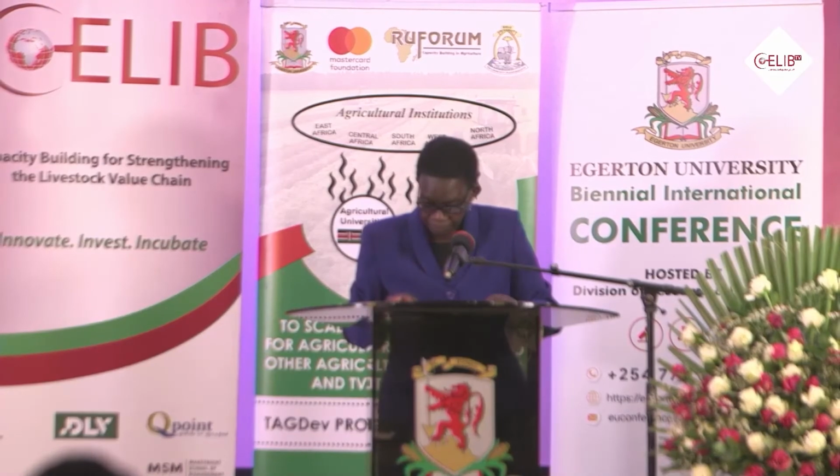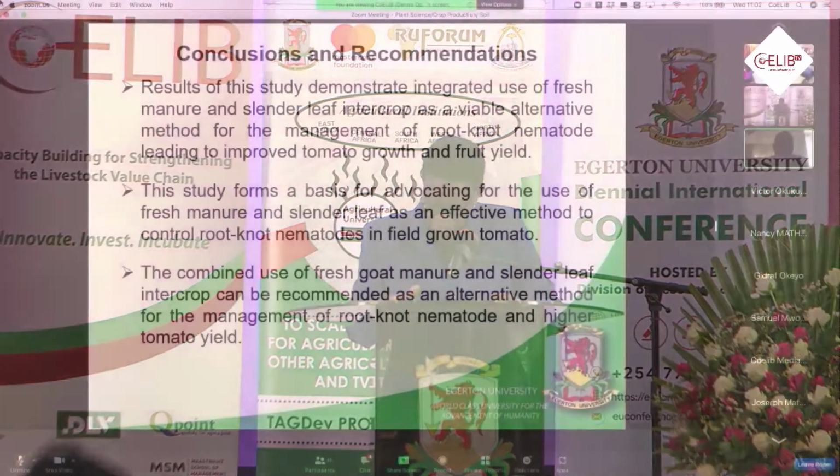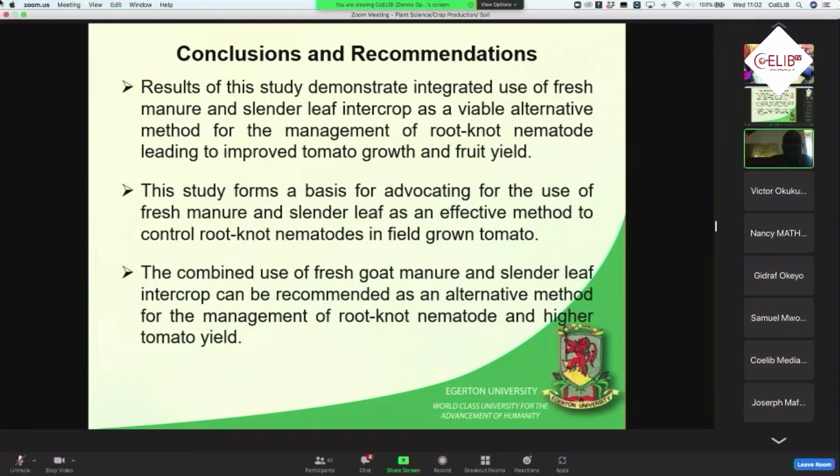As a conclusion, the results of this study demonstrate how use of fresh manure and slender leaf can be used as a viable alternative method for management of root knot nematodes, resulting in an increase in growth and yield. This study also forms a basis for advocating the use of fresh manure and slender leaf as an alternative method for root knot nematodes in open field tomato growth. The combined use of goat manure and slender leaf resulted in the best management of root knot nematodes and also higher yield.